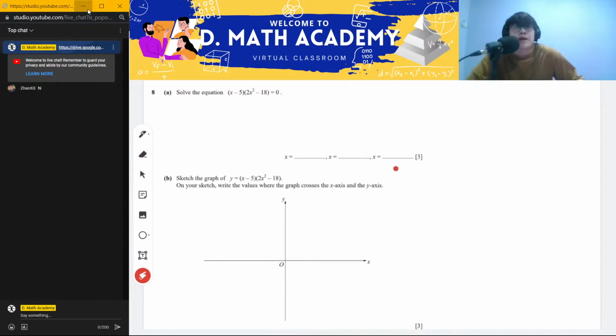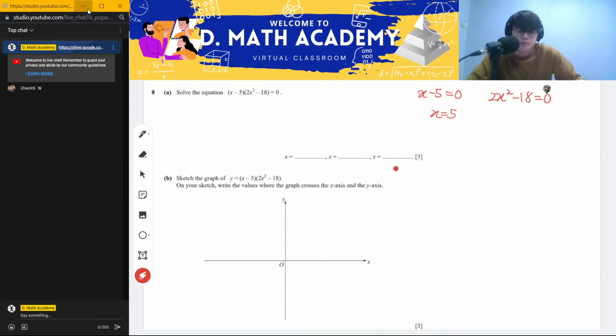Question number 8 here, they were looking for the roots in section A. So kindly take note, you're just taking each of the brackets and putting it equal to 0. You should end up with x equals 5. And then the next one will be 2x squared minus 18 equals 0.